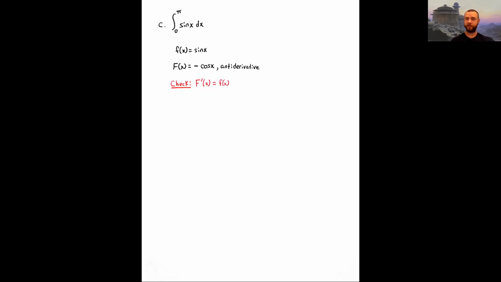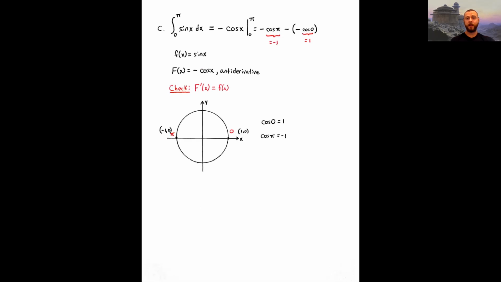The antiderivative, rather simple, negative cosine of x. Definitely check that by calculating the derivative of negative cosine of x. There'll be an extra negative that cancels out, giving you your function, little f, as sine of x, so the signs work out. We have our antiderivative, and all we have to plug in now to that antiderivative are x equals pi, and then subtract once we plug in x equals 0.